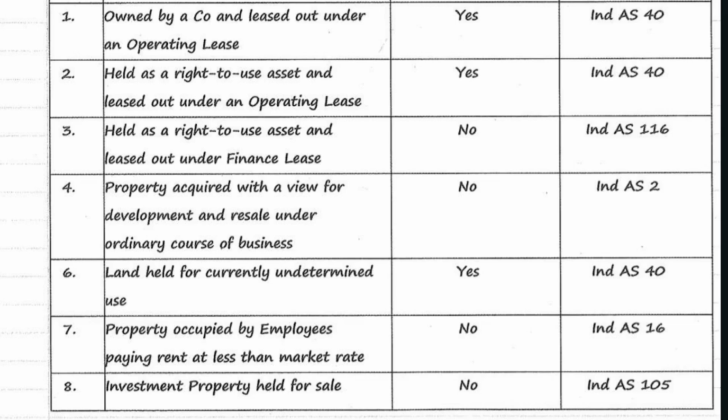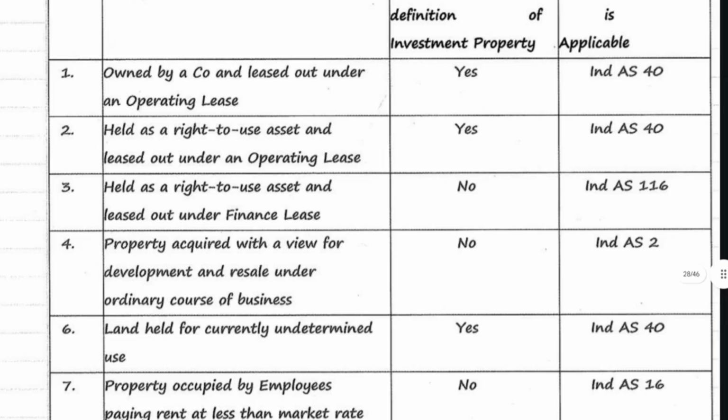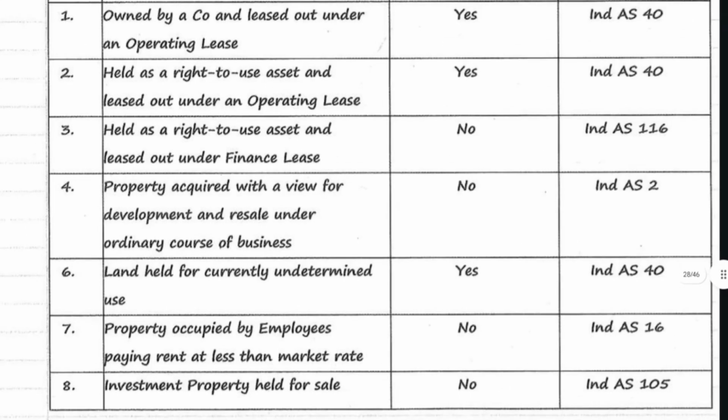Land held for currently undetermined use. Whether the definition of investment property is met? Answer is yes. Which Ind AS is applicable? Ind AS 40 is applicable. Property occupied by employees paying rent at less than market rate. Whether the definition of investment property is met? Answer is no. Which Ind AS is applicable? Ind AS 16 is applicable. Investment property held for sale. Whether the definition of investment property is met? Answer is no. Which Ind AS is applicable? Ind AS 105 is applicable as the asset is held for sale.